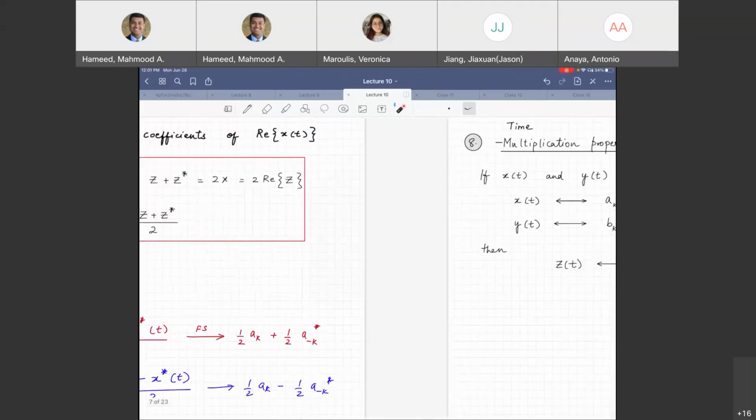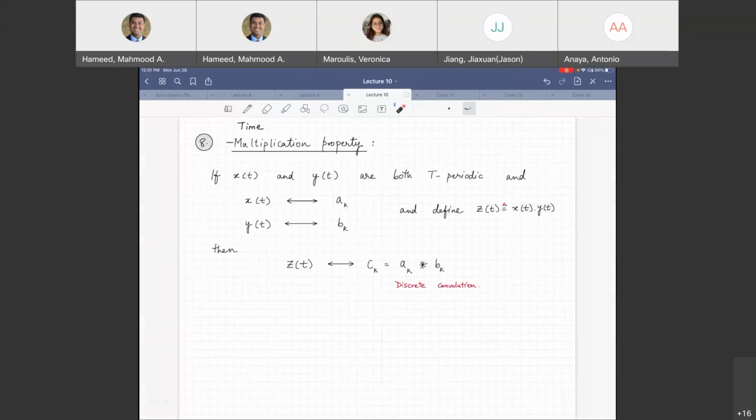All right, let's move on to the time multiplication property. So what is the time multiplication property? I could have called it the multiplication property, but I felt the need to say time multiplication property specifically, because you could be multiplying even in the frequency domain. So it's helpful to be explicit about it. You are multiplying two signals in the time domain.